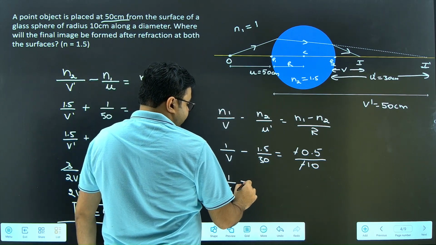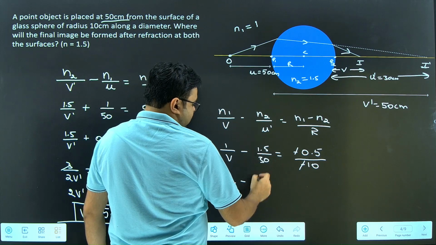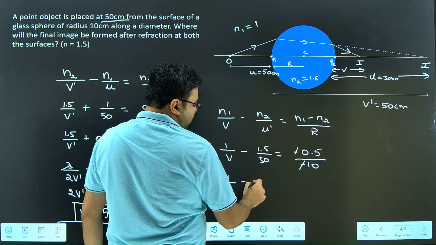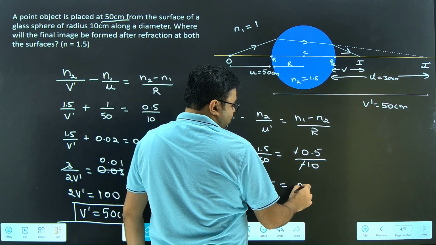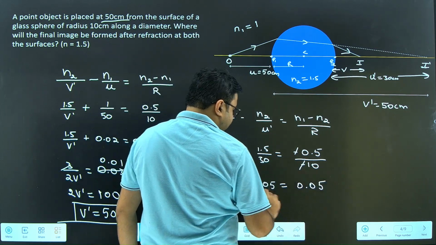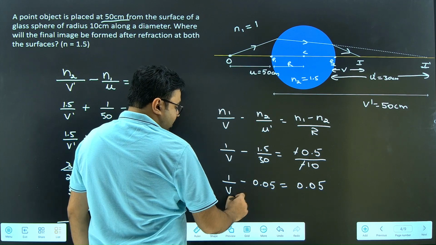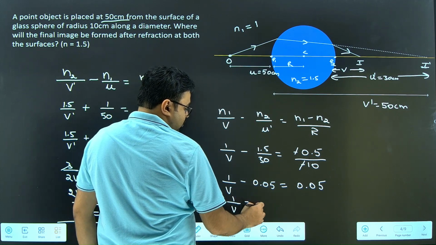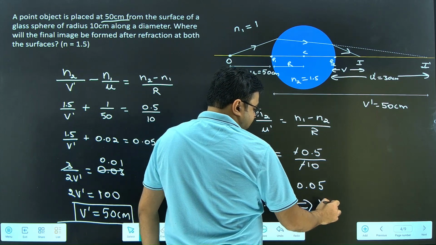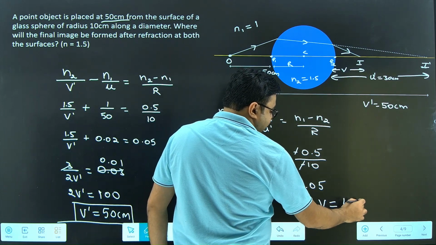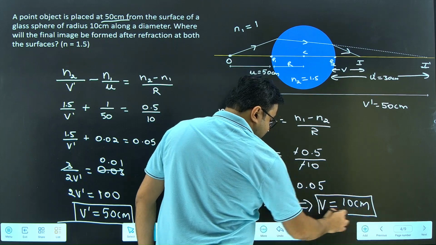1 by V, my dear friends, minus, this is 0.15 divided by 3 would be 0.05 equal to, this is plus 0.05, by the way. Transfer it there. You have 1 by V equal to 0.1, which implies the reciprocal V would simply be 10 centimeter. That is the image distance.